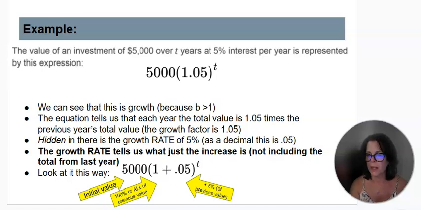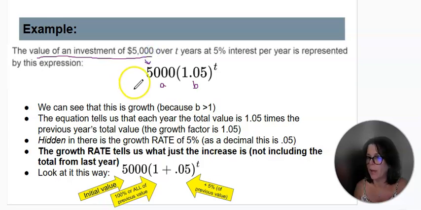The value of an investment of $5,000 over T number of years at 5% interest per year is represented by this expression: 5,000 times 1.05 to the power of T. We can see that this is growth because the value of B is greater than 1. We can also see that our initial value is 5,000. Notice the value of the investment at the beginning was $5,000.